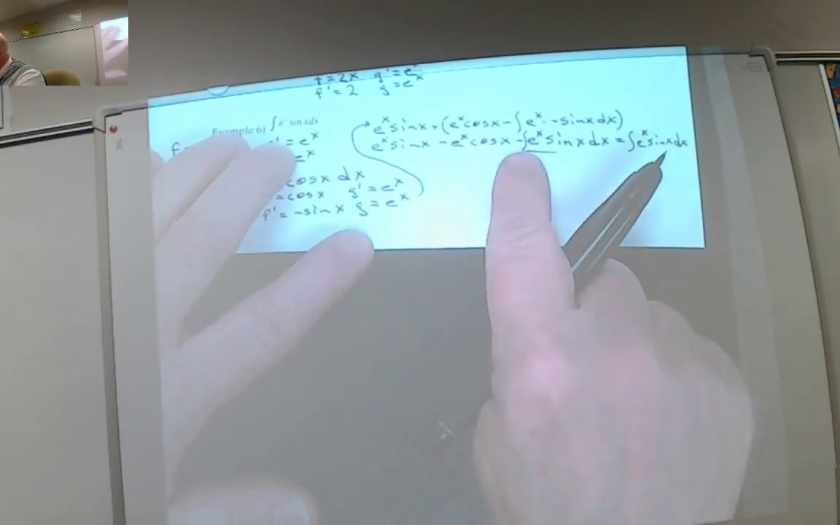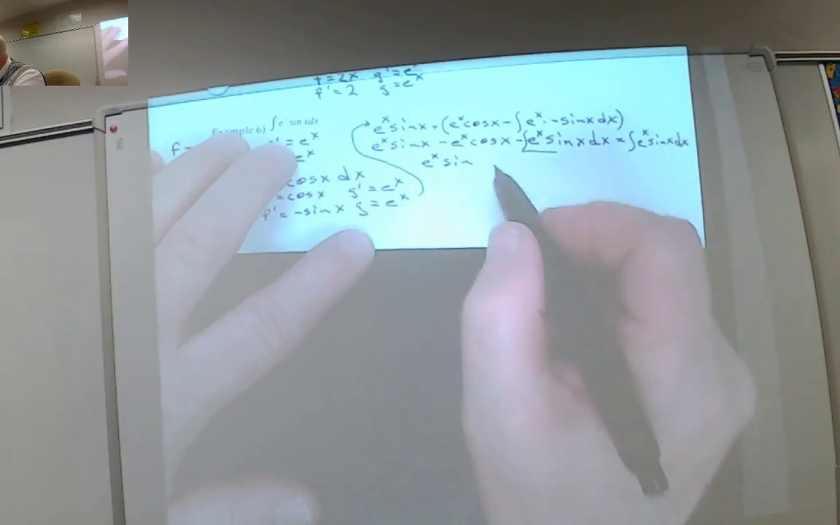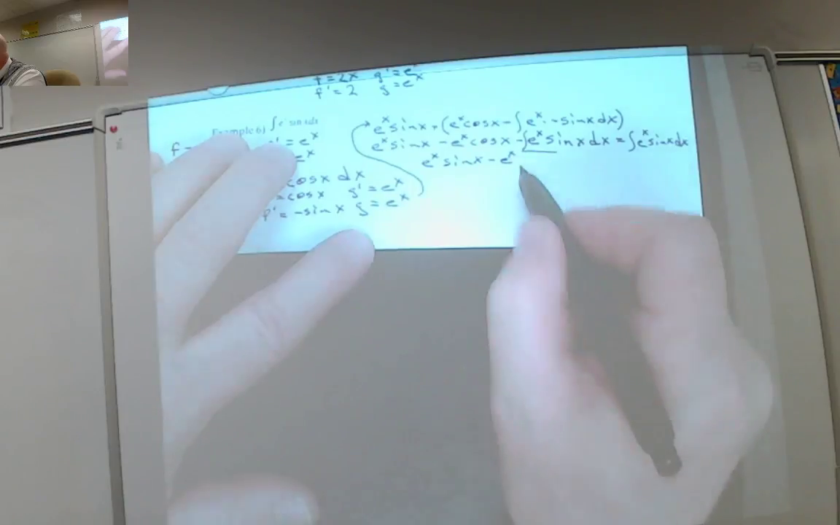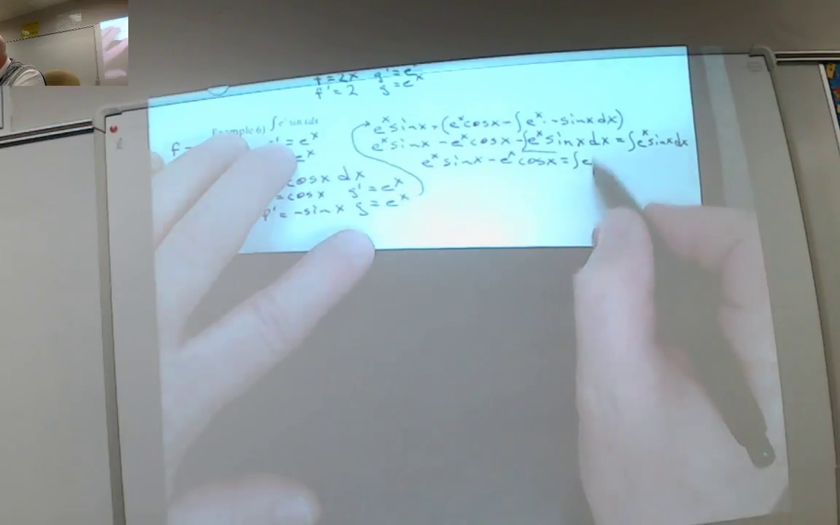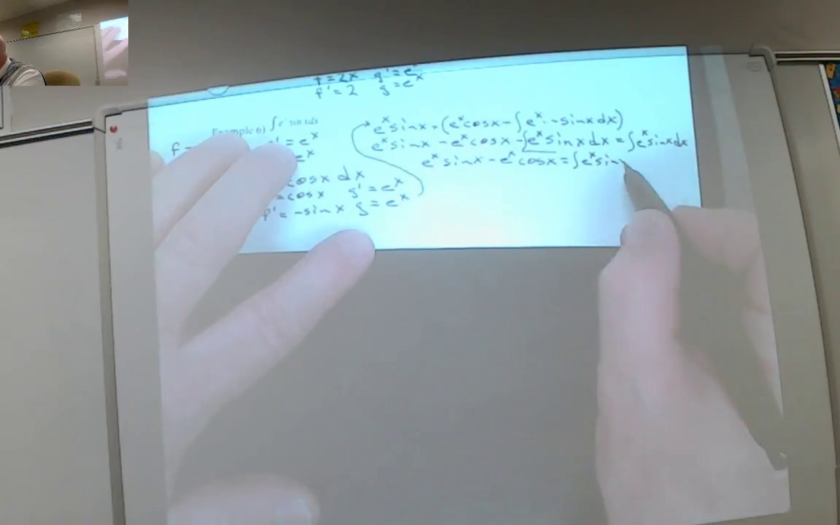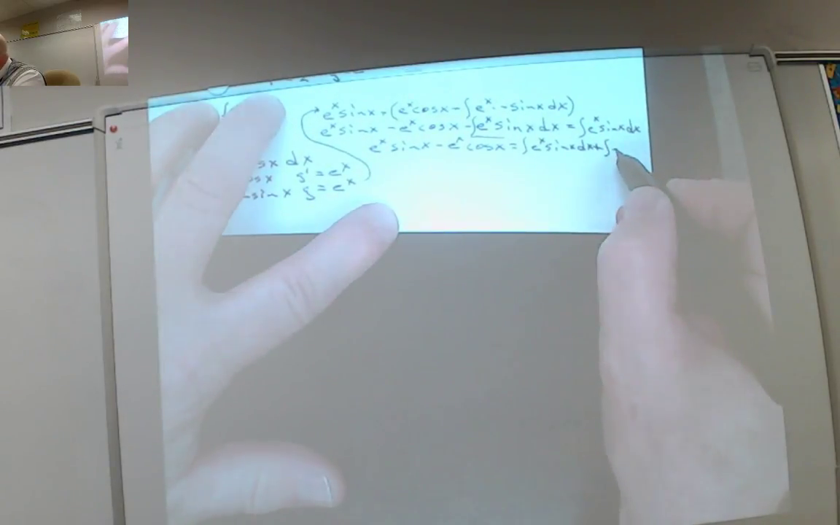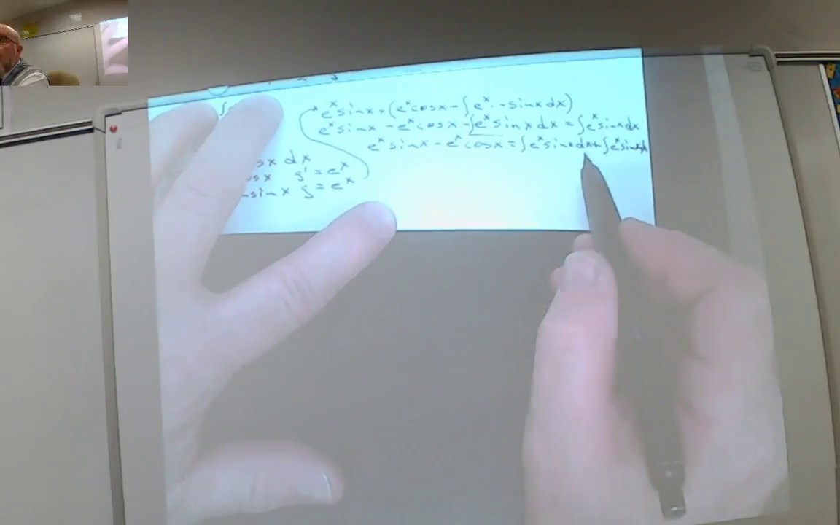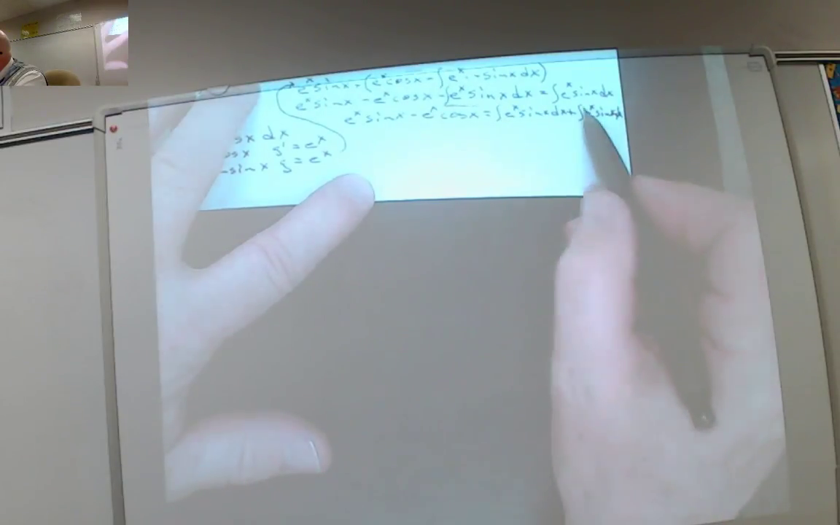So now I'm going to move this over to here. So I have e to the x sine of x minus e to the x cosine of x is equal to the integral of e to the x sine of x dx plus the integral of e to the x sine of x dx. I got two of them, don't I? The integral of e to the x sine of x plus e to the x sine of x. I got two of them. So I could write it like this.